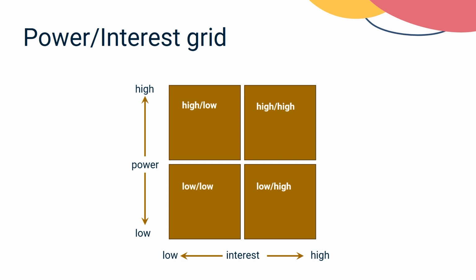Your strategies follow. You will want to manage those in the high power, high interest quadrant closely. For those in the high power, low interest quadrant, you will want to work to keep them satisfied. Keep the low power and high interest groups informed. For both low power and low interest groups, you only need to manage those stakeholders minimally.